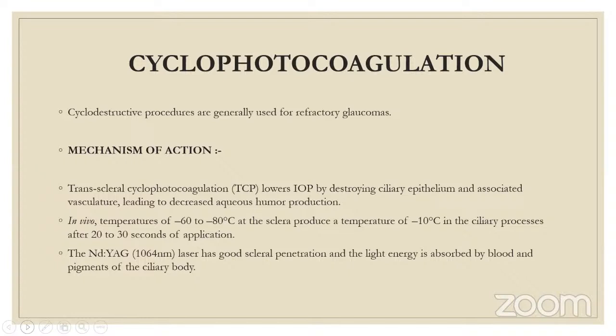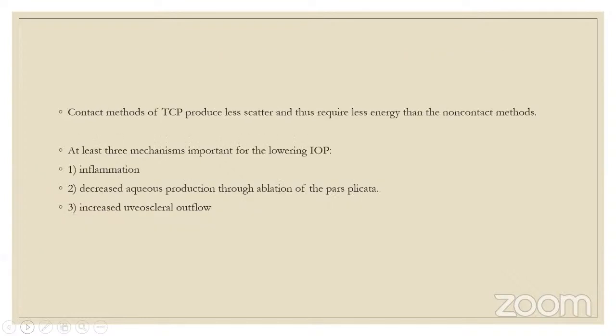The Nd:YAG laser has good scleral penetration, and the light energy is absorbed by blood and pigment of the body. The contact method of TCP produces less scatter and thus requires less energy than the non-contact method. At least three mechanisms are important for lowering the IOP. The first is inflammation. Second is decreased aqueous production through ablation of the pars plicata, and increased uveoscleral outflow.